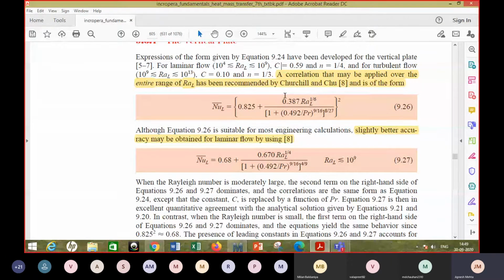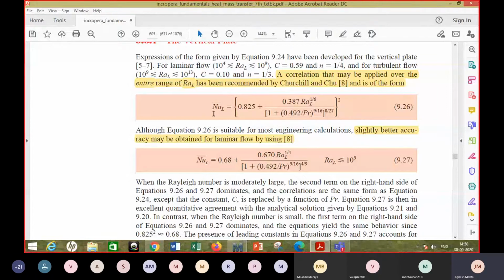Okay. There is a more general correlation for the whole range of Rayleigh number recommended by Churchill and Chu. So the average Nusselt number is equal to 0.825 plus 0.387 Rayleigh number at x equal to L, raised to 1/6, divided by 1 plus 0.492 upon Prandtl number raised to 9/16, whole bracket raised to 8/27, and the square of the whole thing.